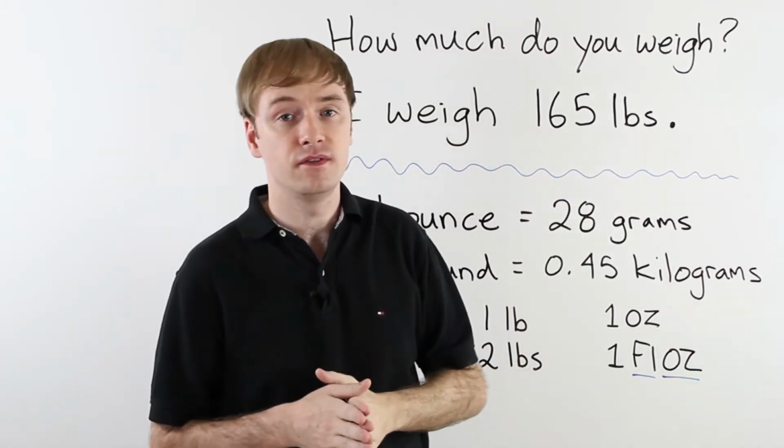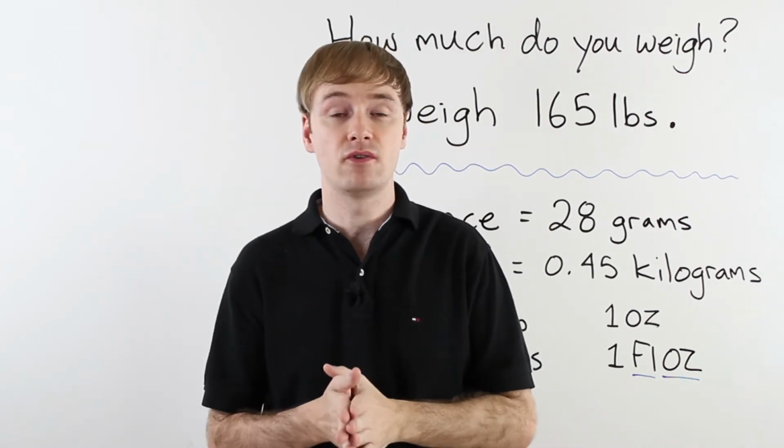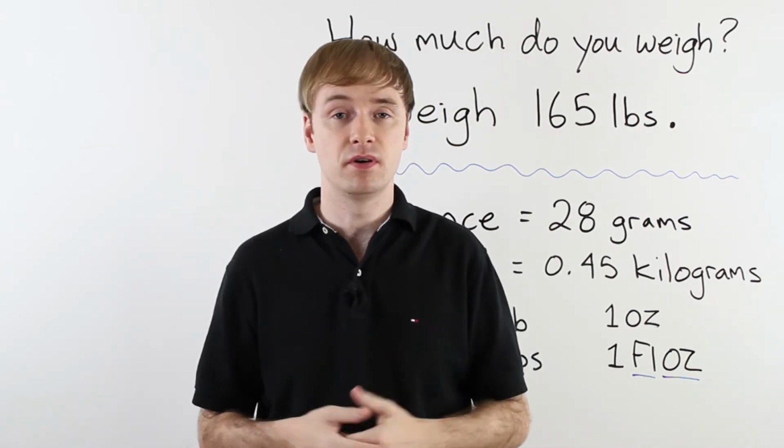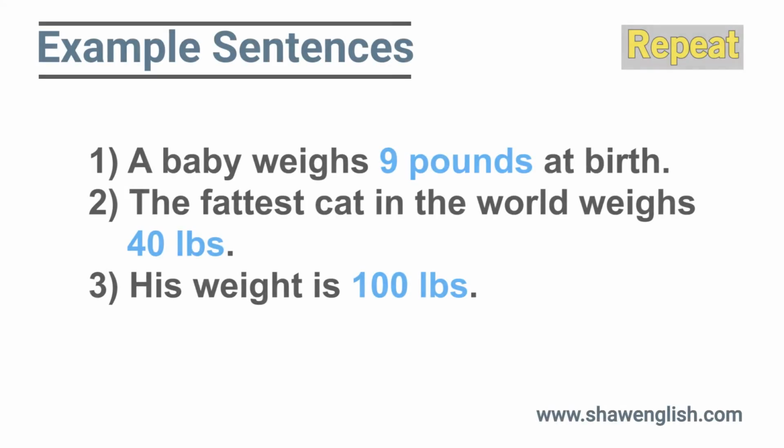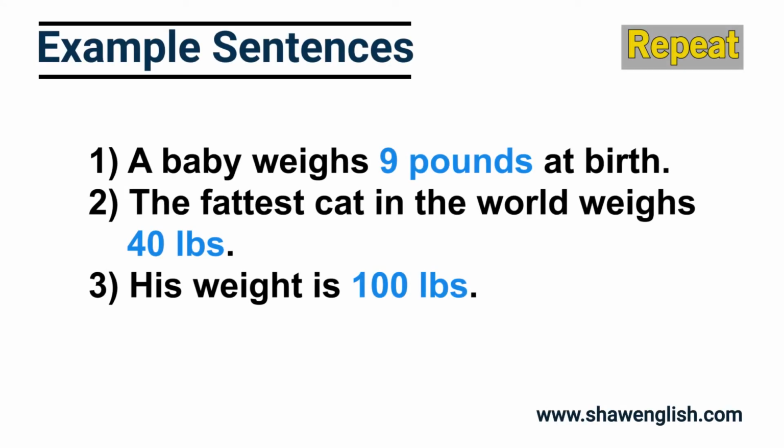Let's take a look at a few more examples of how to express weight in the imperial system. All right, the first example, a baby weighs 9 pounds at birth. A baby weighs 9 pounds at birth. The next example, the fattest cat in the world weighs 40 pounds.